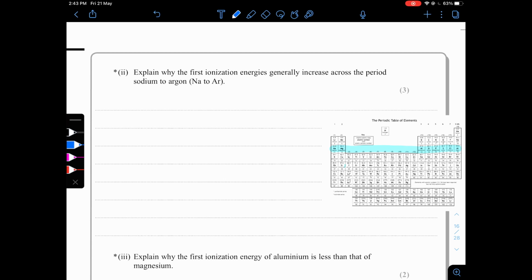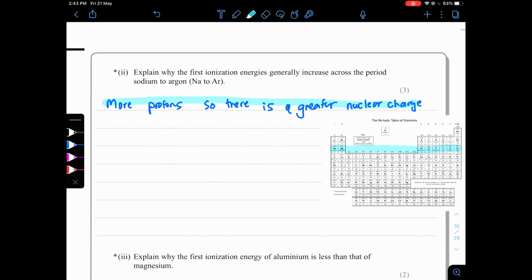That is because we have more protons. So the first thing we need to understand is, as we go across the period, more protons are being added, right? So more protons means what for us? The proton number increases, more protons. So there is a greater nuclear charge. So that's our first point, right? Greater nuclear charge.